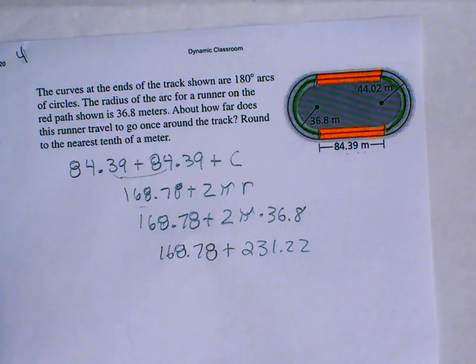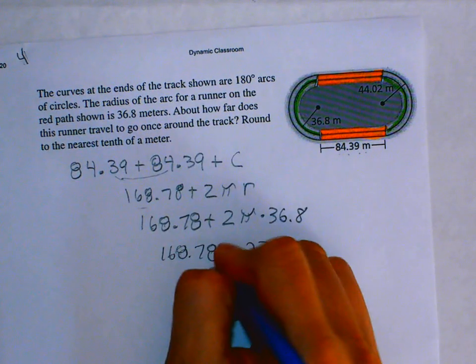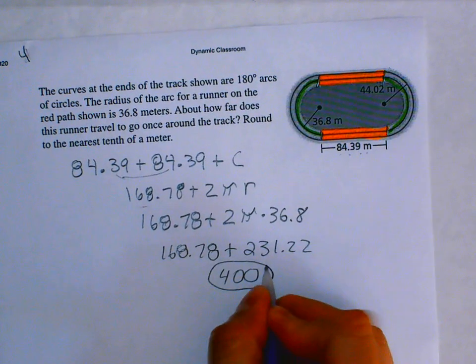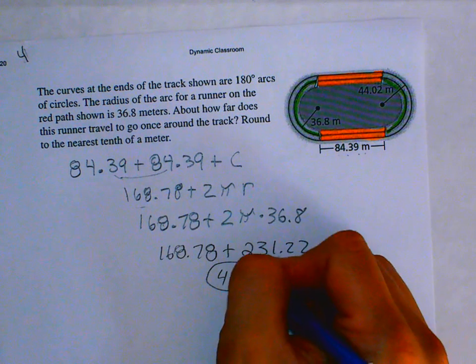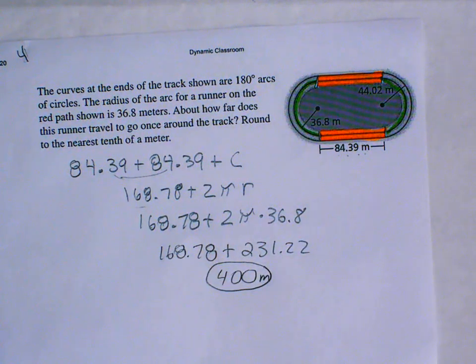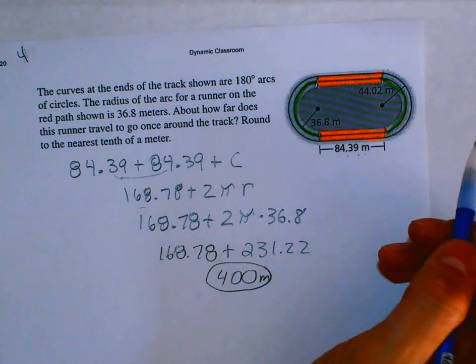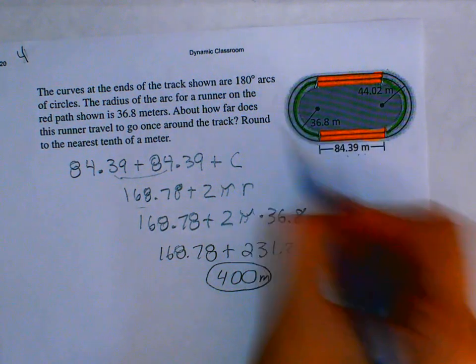So now I'm going to combine these together. 168.78. Whoops, sorry, fat fingers. Wow, I get exactly 400. Interesting. Okay, so this is going to be about 400 meters. So the distance, if you run on the inside, gives you 400 meters. If you run on the outside, it's obviously going to be more than that.